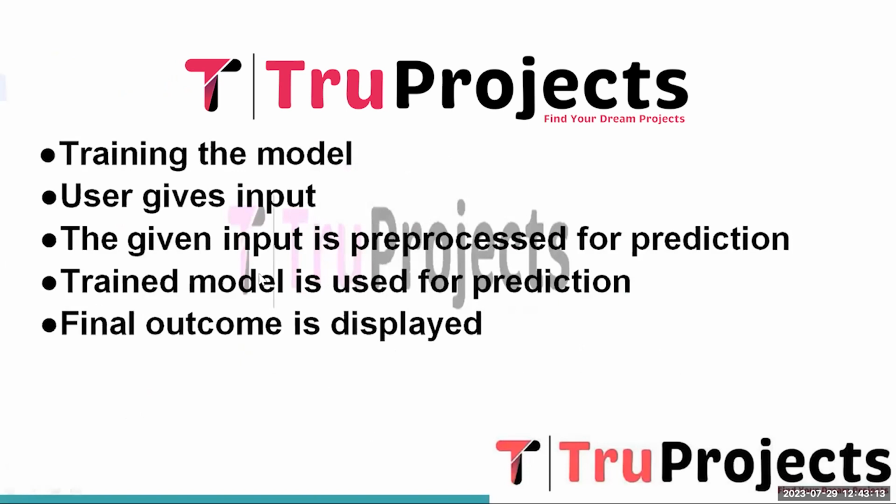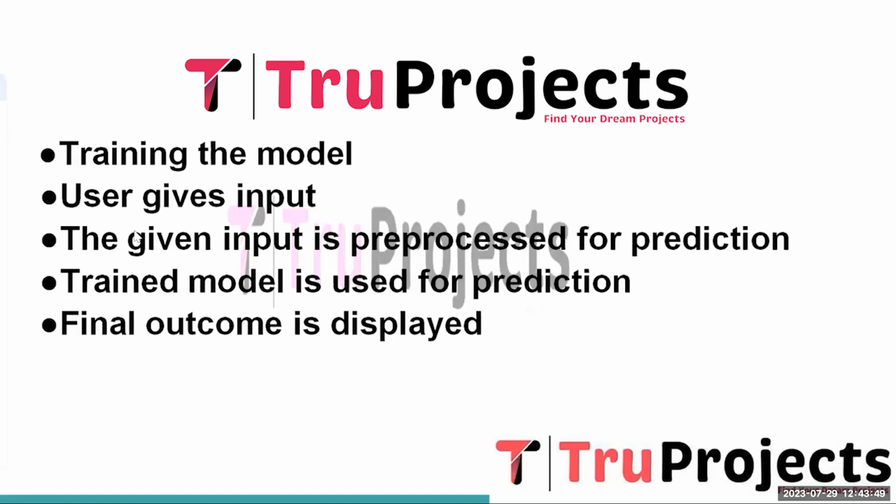And the next step is training the model. During this stage, the yolov5 model is trained on the dataset containing the images in different weather conditions. The model learns to detect the objects by analyzing and understanding the patterns and features specific to each weather scenario. And the next step is user gives the input. To enable user interaction, a Flask web application is created, allowing the user to upload the image for object detection. The Flask framework serves as a user interface for providing the input image.